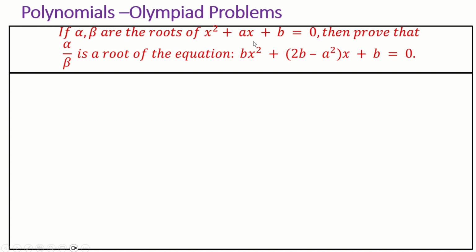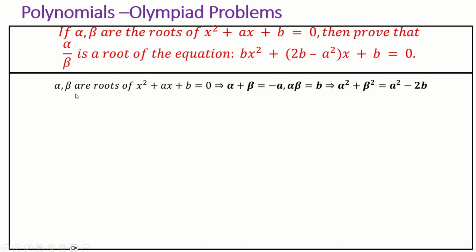If alpha and beta are roots of x square plus a x plus b equal to 0, then prove that alpha by beta is a root of the equation b x square plus (2b minus a square) x plus b equal to 0. Okay, let's see. From the first statement, alpha and beta are roots of x square plus a x plus b, we can derive that alpha plus beta equals minus a, correct? And alpha beta equals b. We can also derive alpha square plus beta square. You basically square it and substitute this value, you will get alpha square plus beta square equal to a square minus 2b. Okay, now what we need is alpha by beta, right?